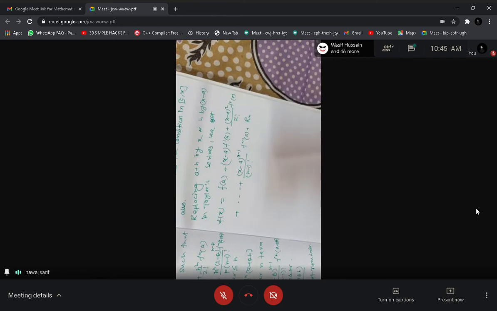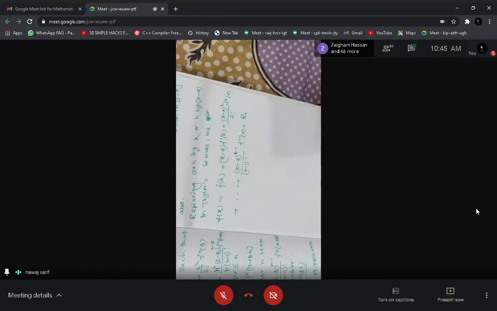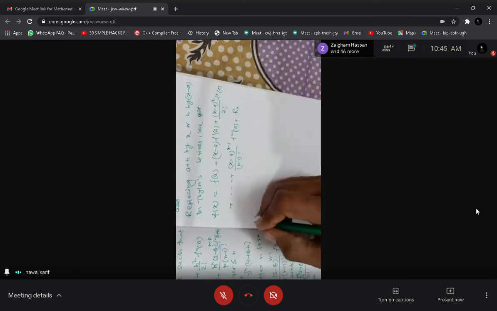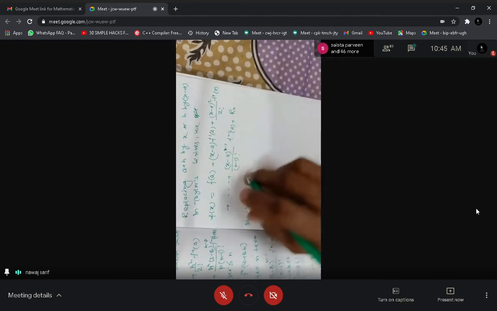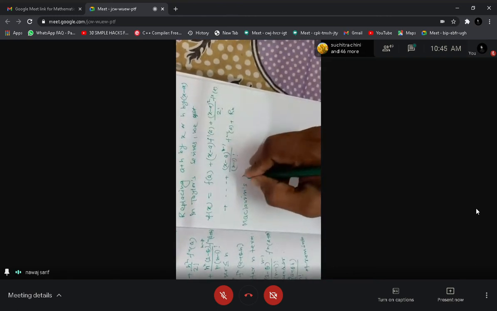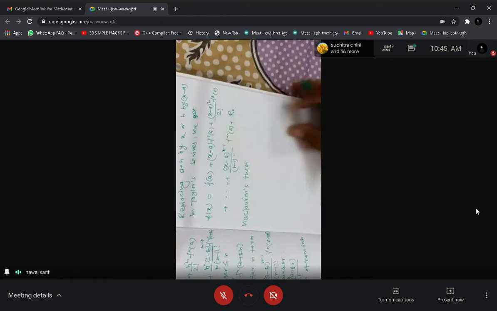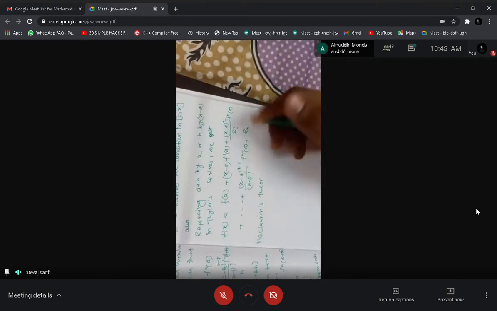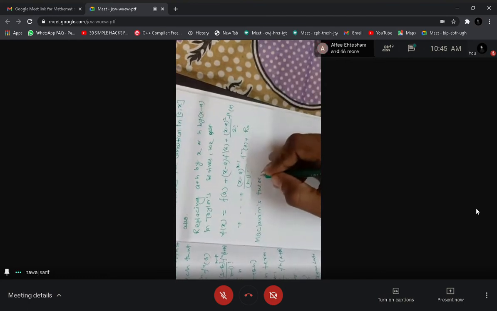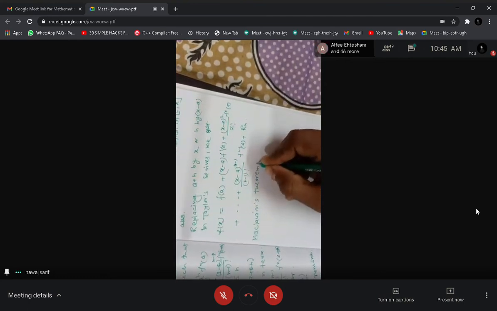Now, do you know Maclaurin series expansion? Maclaurin series is the particular case of Taylor series expansion. Rn is the remainder, which I have denoted here. There are many terms, so this Rn is the remainder term. Maclaurin's theorem.